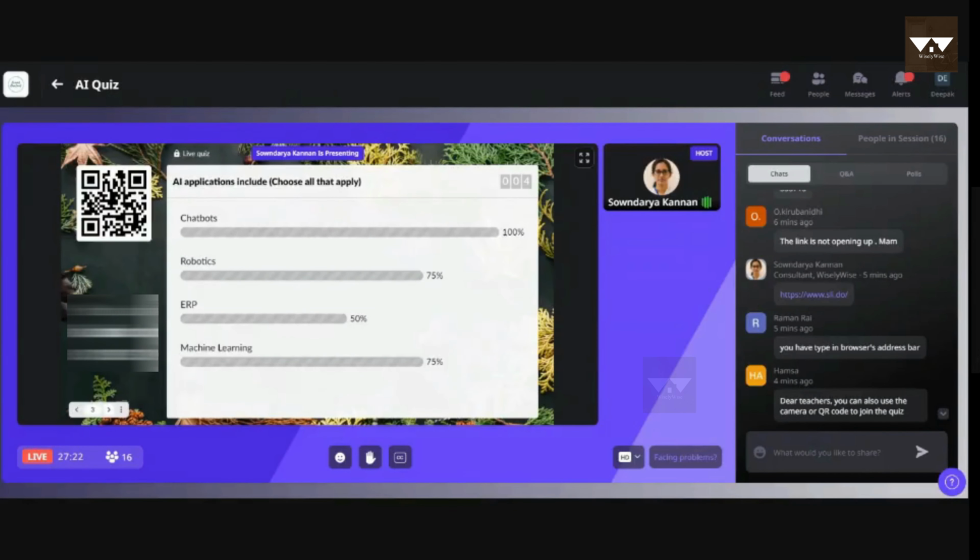Okay, so we'll see what the right answers are now. Yes, as mentioned, chatbots, robotics, and machine learning. These three are all applications of AI, and ERP is not. We'll move to the next question now.